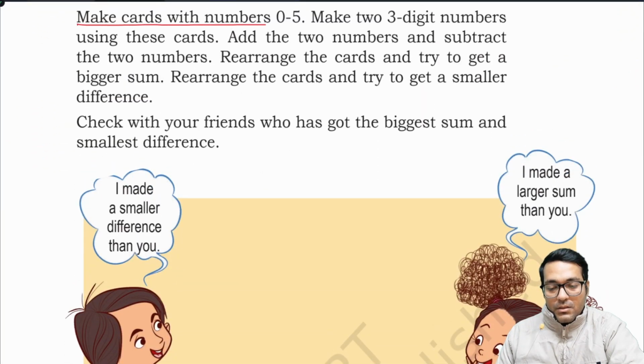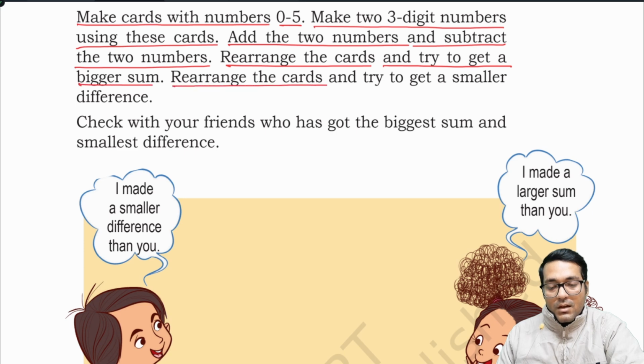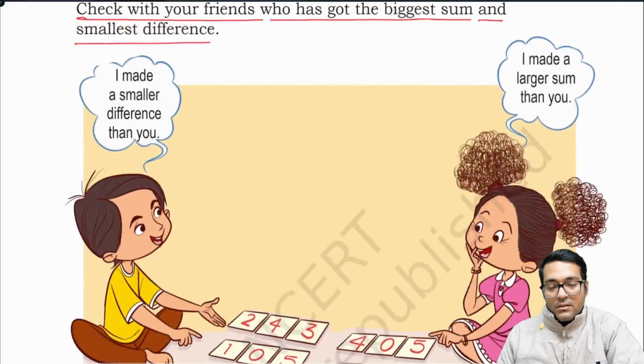Make cards with numbers 0 to 5. Make two 3-digit numbers using these cards. Add the two numbers and subtract the two numbers. Rearrange the cards and try to get a bigger sum. Rearrange the cards and try to get a smaller difference. Check with your friends who has got the biggest sum and smallest difference.